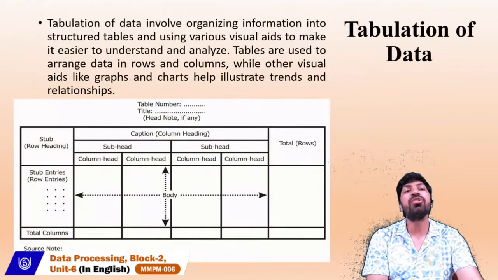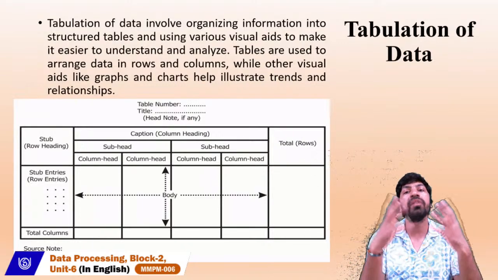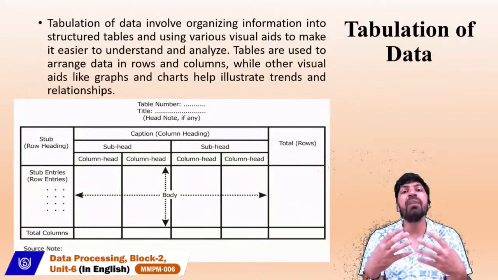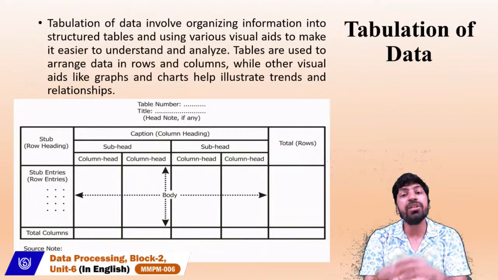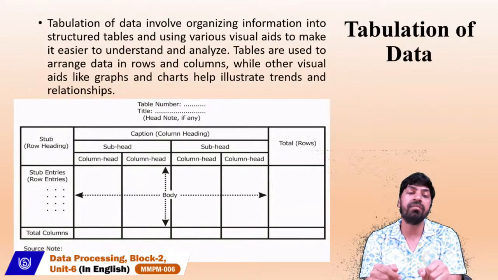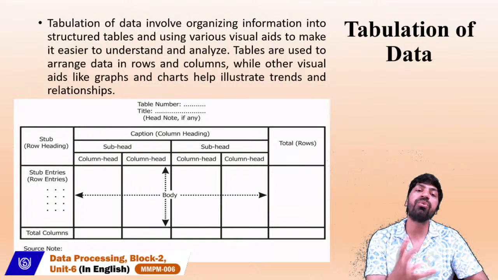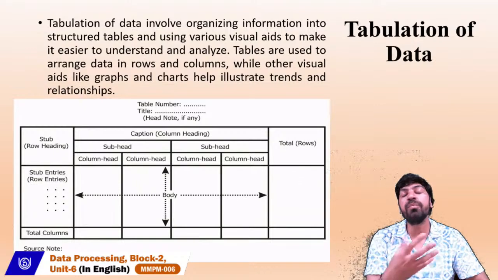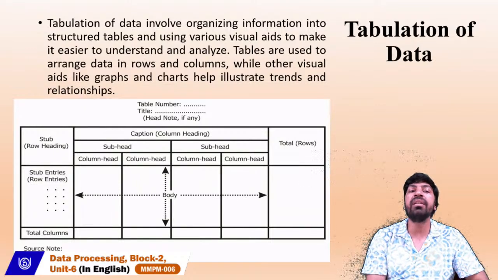Next one is tabulation of data. The tabulation of data involves how you organize the information in structured tables and show visual aids, how you present the data using these tabulation figures. Tables are used to arrange the data in rows and columns, while visual representation of data could be done through graphs and charts, so that it helps to illustrate the trends and relationships between the variables.